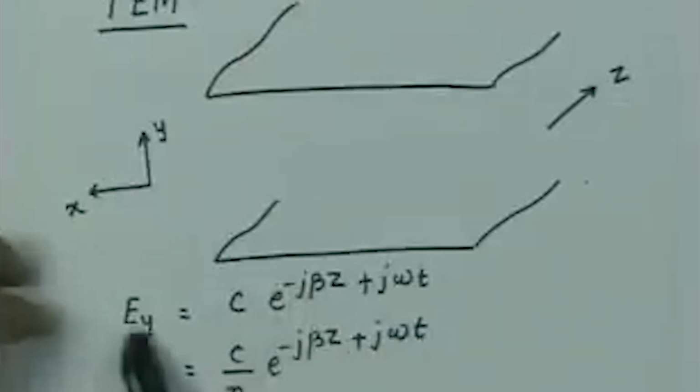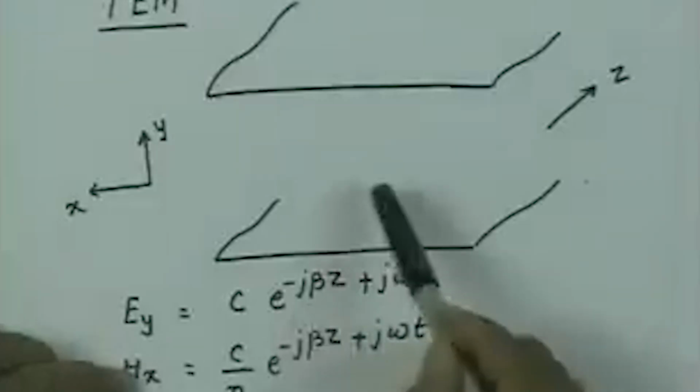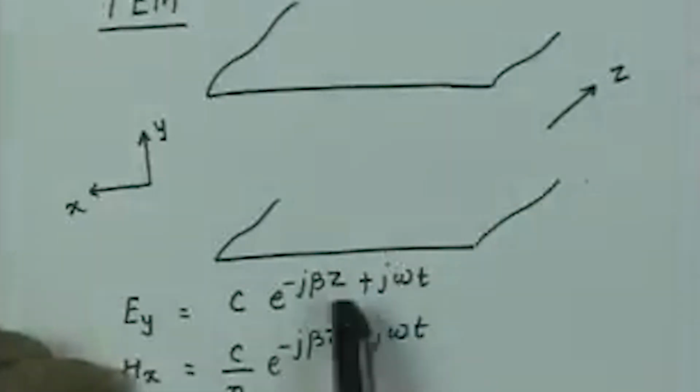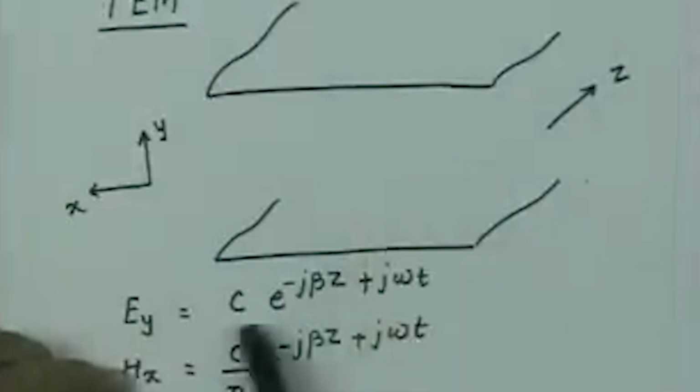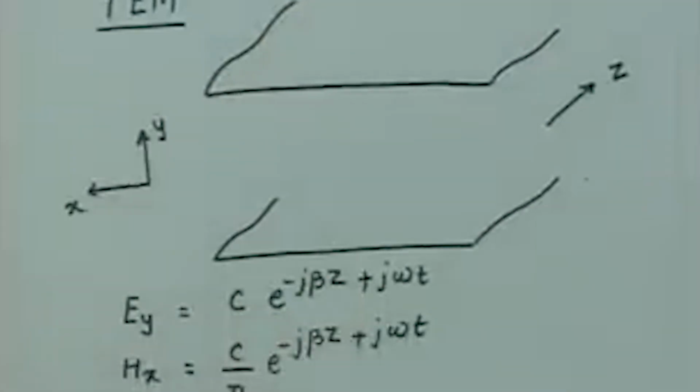So, as such, these fields are going to vary as a function of space and time. If I stand at a particular location, the fields are going to vary sinusoidally as a function of time. If I freeze time, that means instantaneously look along the waveguide, I will see the field variation which will be given by that.